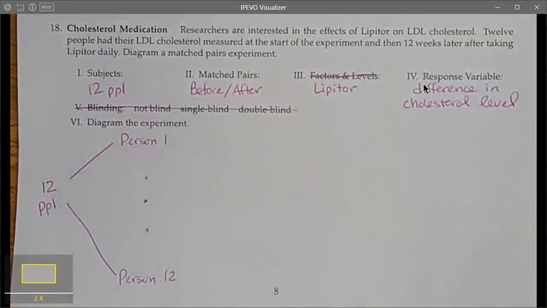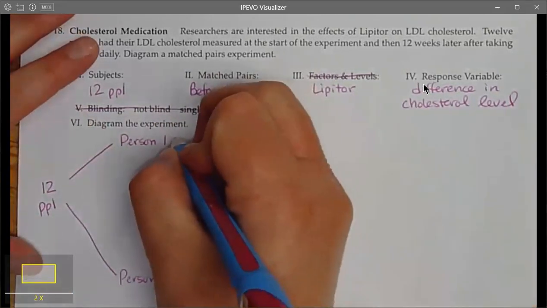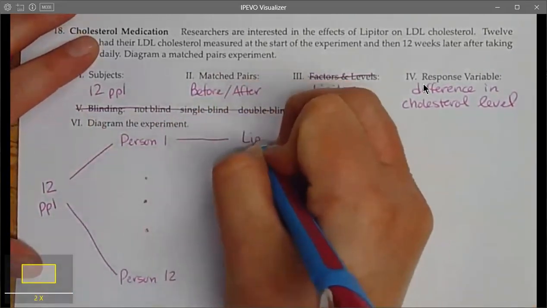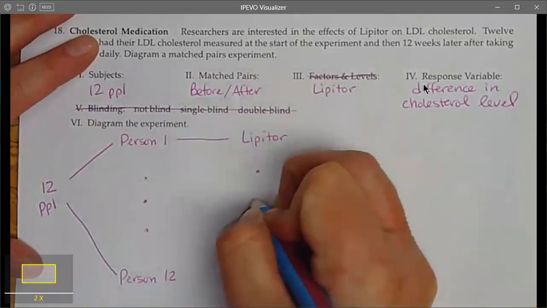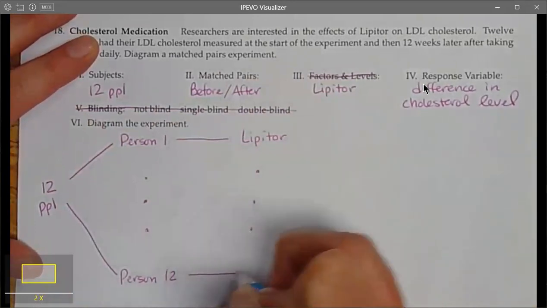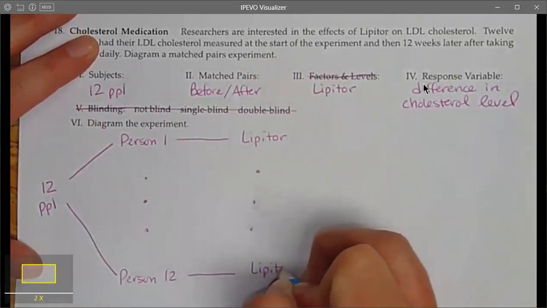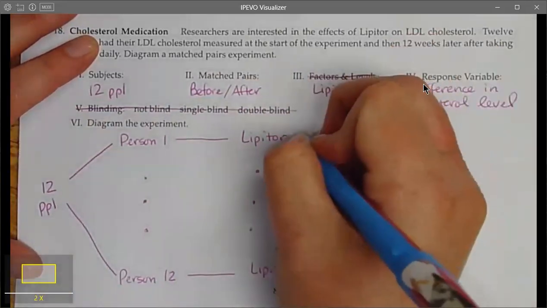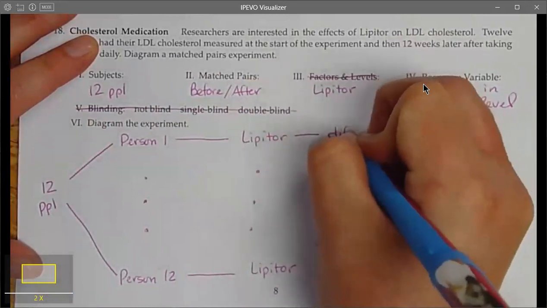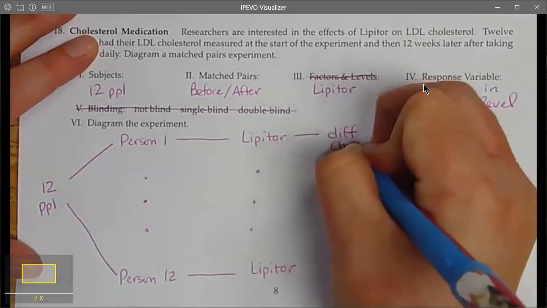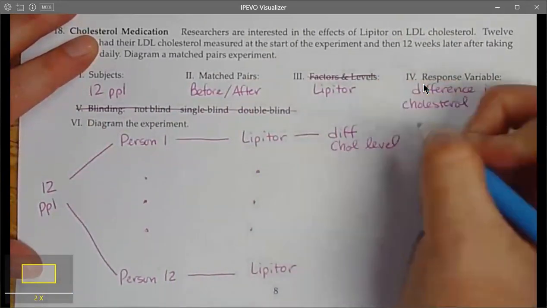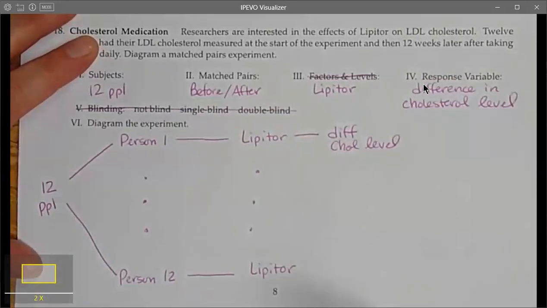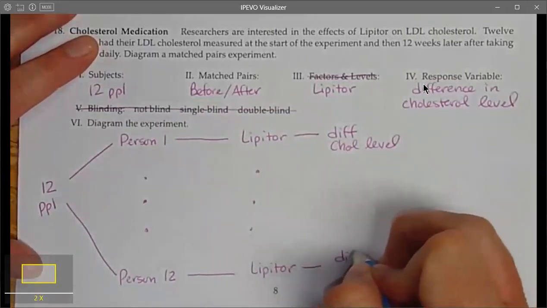All right, since this is only one person, there's no reason to split them into groups. So we'll go straight into the treatment, which is the Lipitor. And everybody in here is going to get that. So we'll go dot, dot, dot, and then we'll put a Lipitor for person 12. And then the response variable that we're measuring for each person is going to be their difference in cholesterol level. Okay, so whether their cholesterol level got better, got worse, stayed about the same for each person.